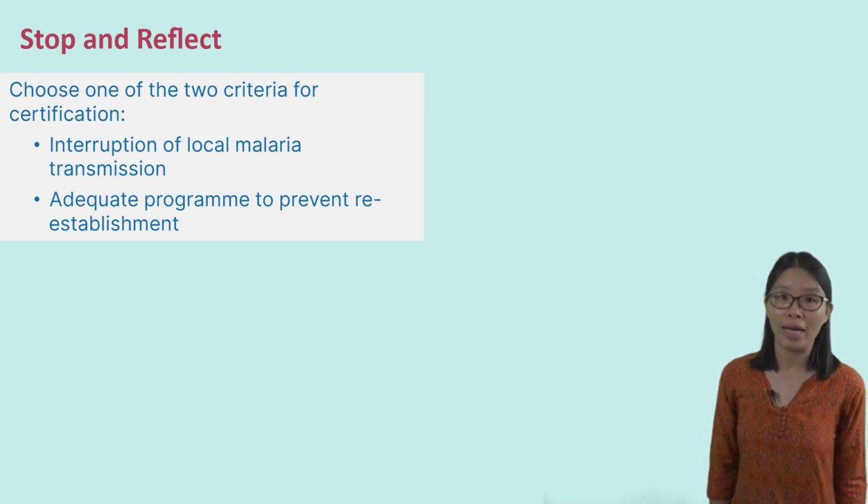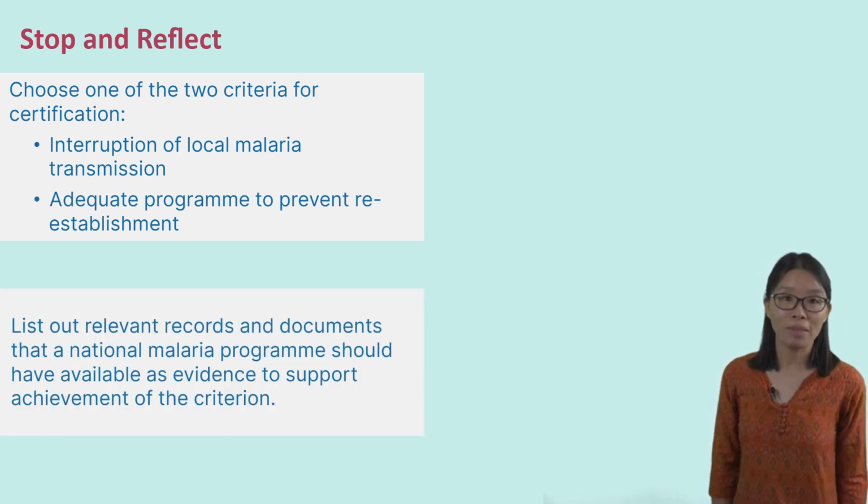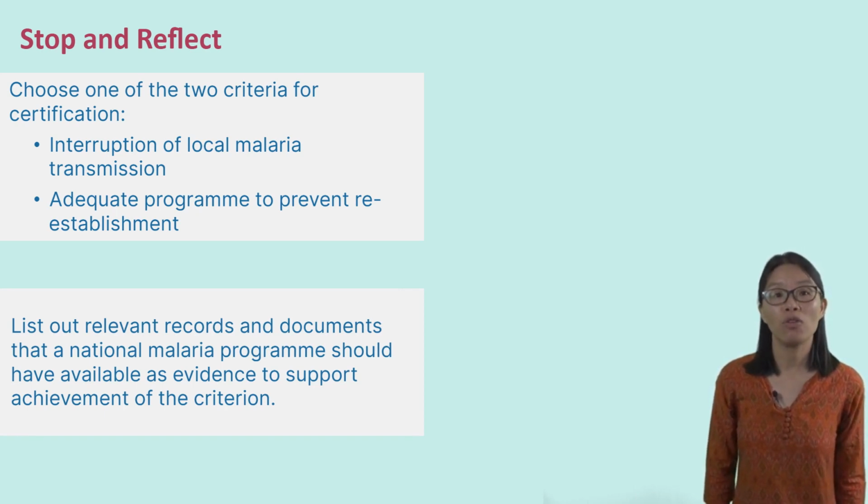Separate into groups of 5 to 6. Each group will be assigned to Criterion 1 or Criterion 2. List as many records and documents that you think the program should have available as evidence for the criterion you are covering. Be prepared to report back to the plenary.